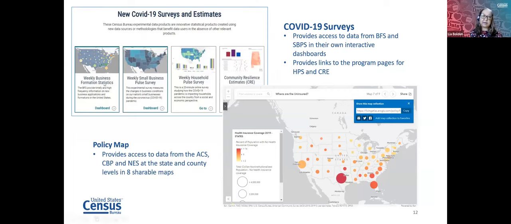Like one is called the business formation statistics, and that's going to also be a program that the Census Bureau looks like they're going to maintain. But that provides timely and high frequency information on new business applications and formations in the United States. So that was a good one to track businesses that are applying for licensing and that are forming, and the growth rate of such in determining the impact on the viability of that community.